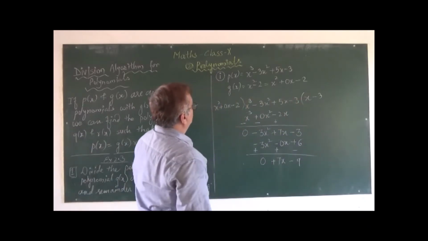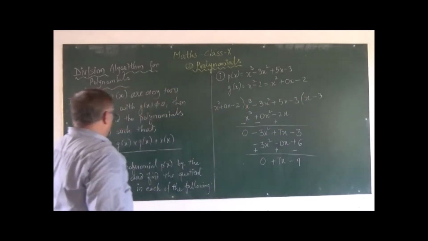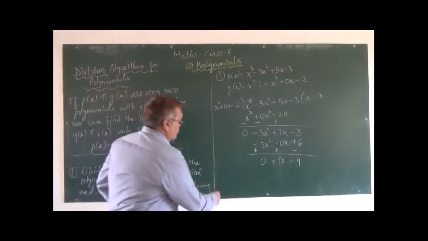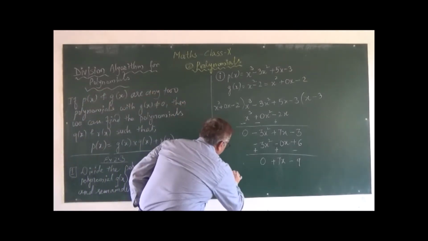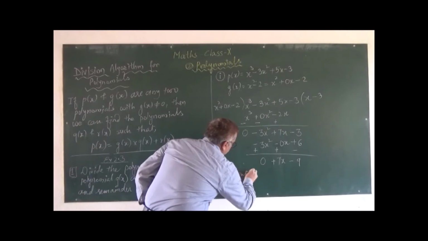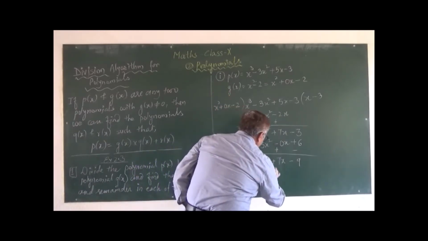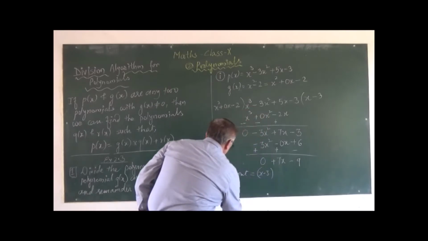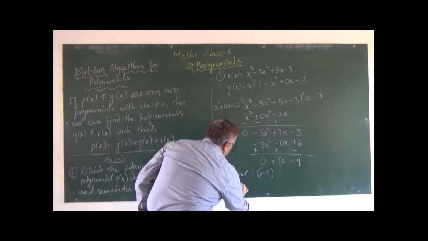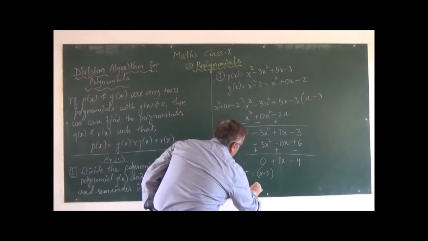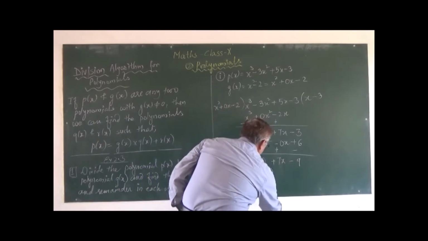So what is the quotient? We have to find the quotient and the remainder. So we write here, quotient is x minus 3, and what is the remainder? Remainder is 7x minus 9.